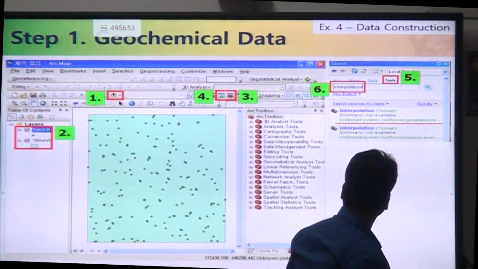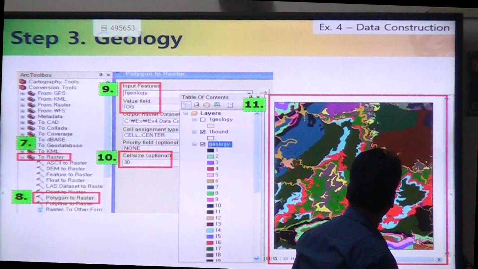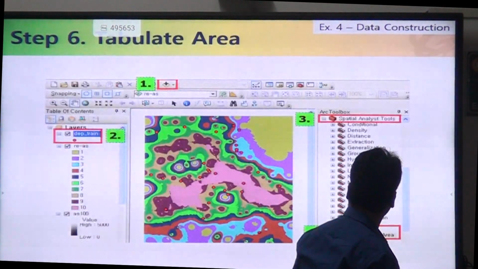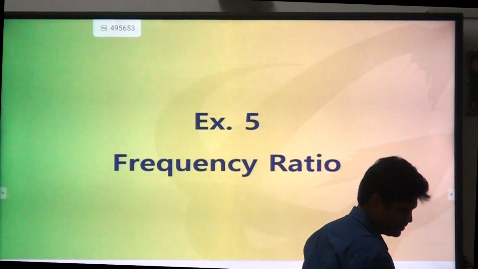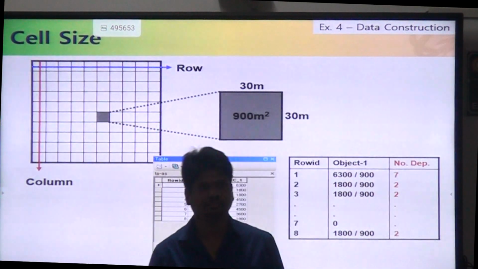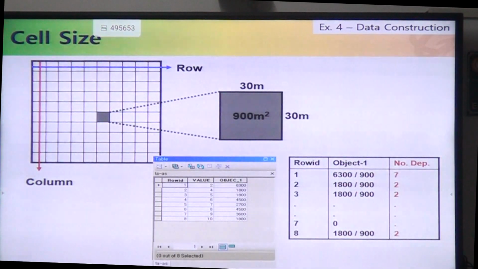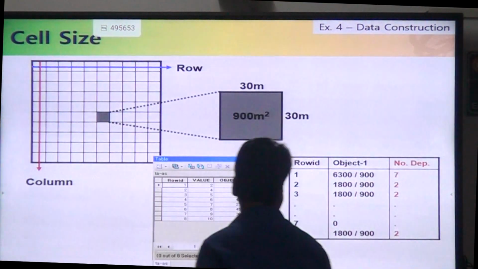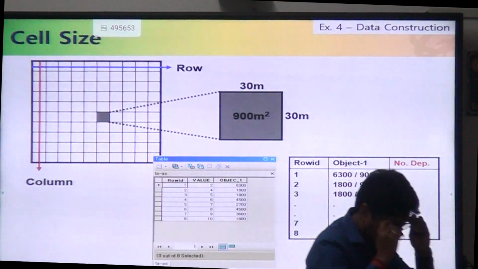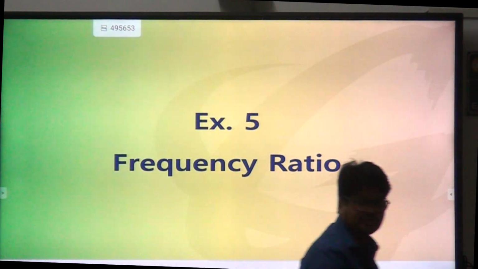Then frequency ratio, right? Same thing you do. Take the known deposits like the landslide locations, and then you do the tabulate area analysis, zonal statistics against all the variables in each one. You calculate the frequency ratio. So it is not difficult. See the number of deposits it shows for each individual class, and then you calculate the frequency ratio.